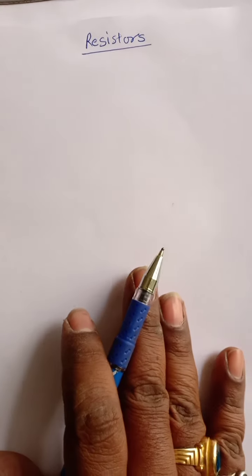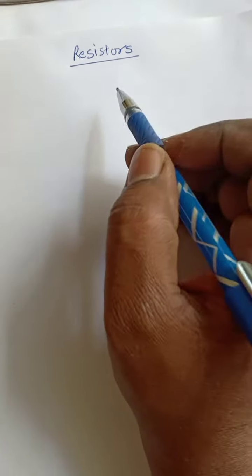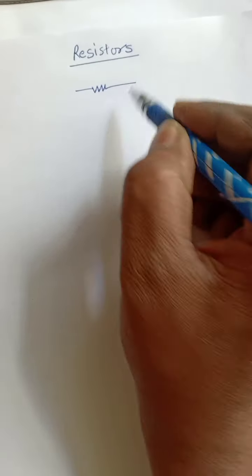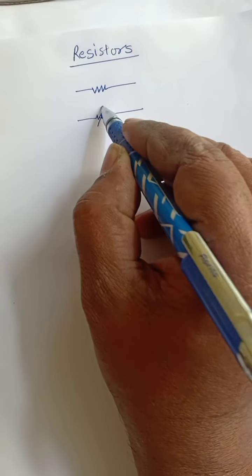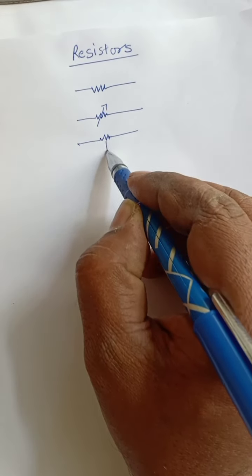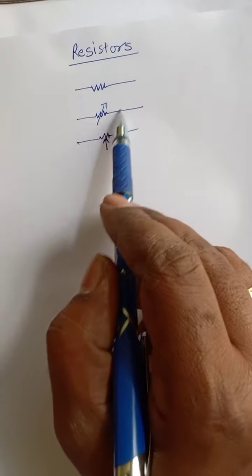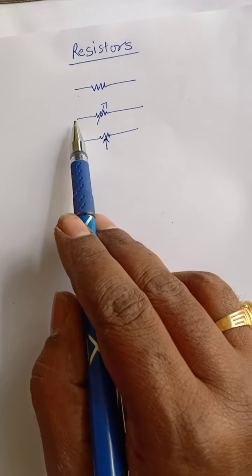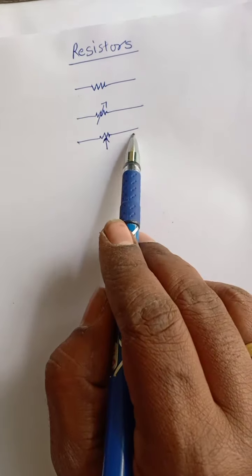Okay, let us start with resistors. Last time we saw the basic idea of a resistor. We saw the symbol. This is a fixed resistor, and another one is the variable resistor. This is the symbol of the variable resistor. Sometimes the symbol is like this. A variable resistor has 3 terminals and a fixed resistor has 2 terminals. Of the 3 terminals, 2 are fixed terminals and 1 is variable.